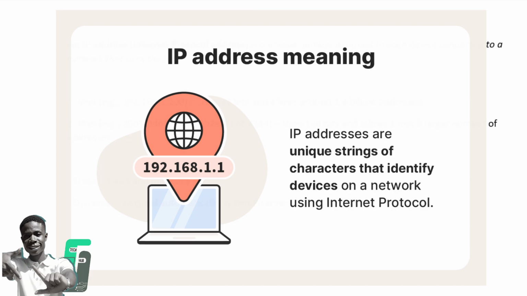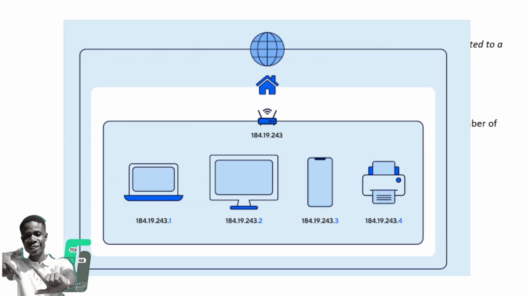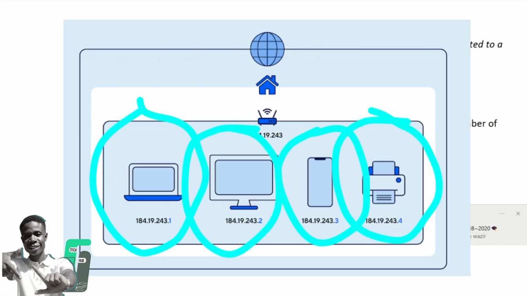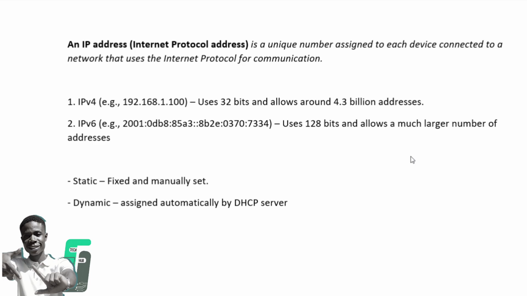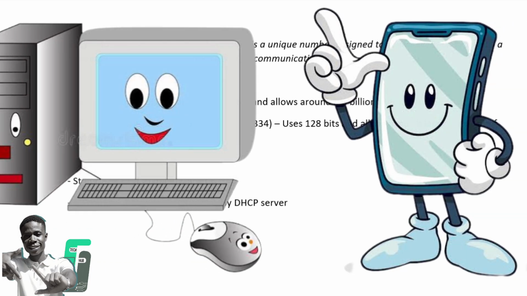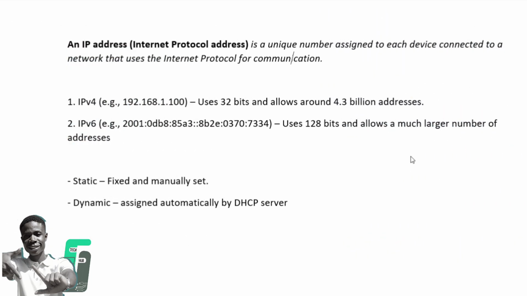to a network. Once a device connects to the network, it will be assigned a number, and that number will be unique. That is an IP address. It acts like a digital address, allowing devices to identify each other and communicate with each other. So devices can easily identify each other by using these protocols.